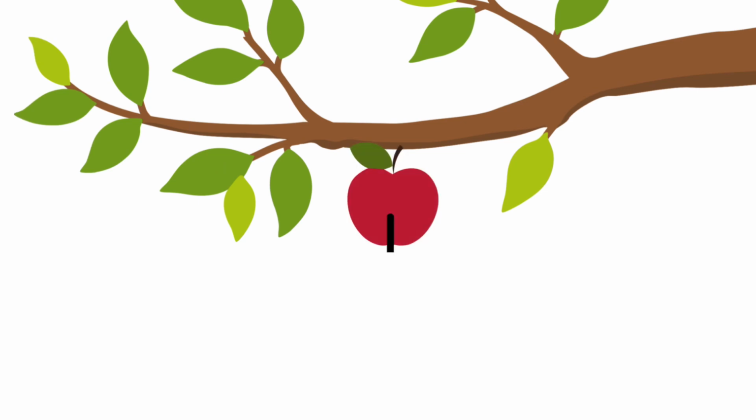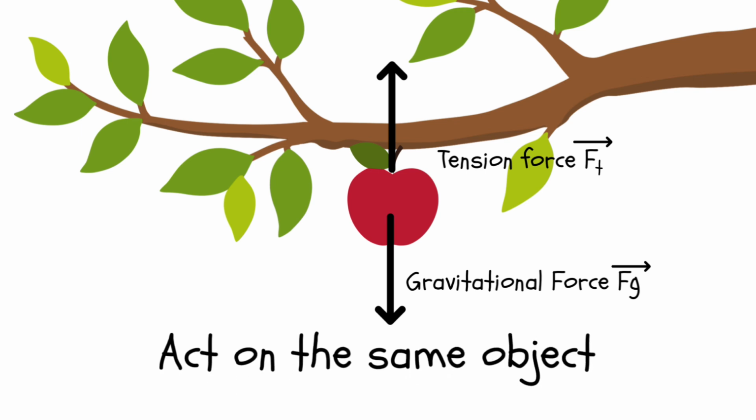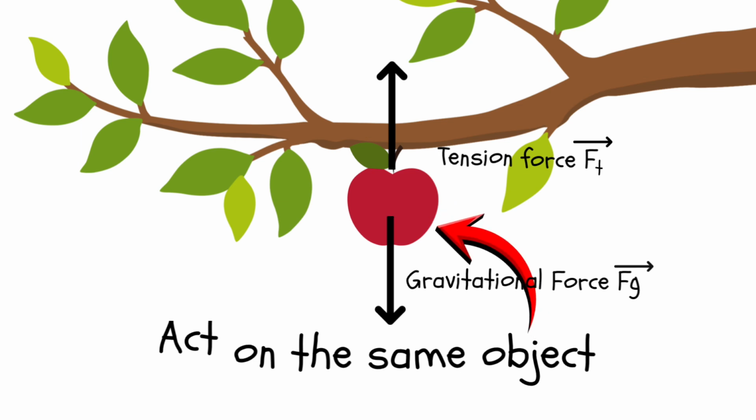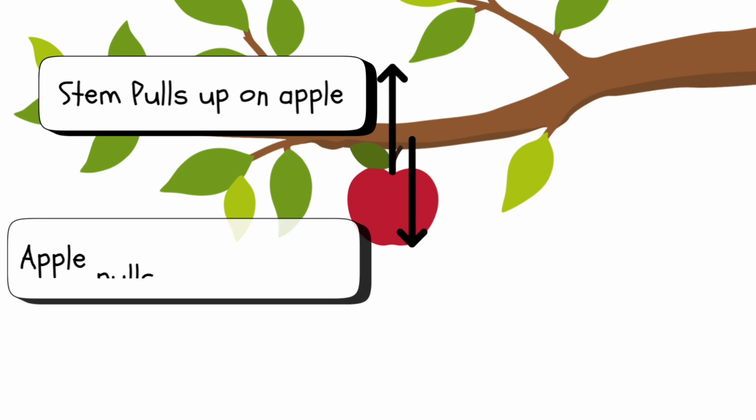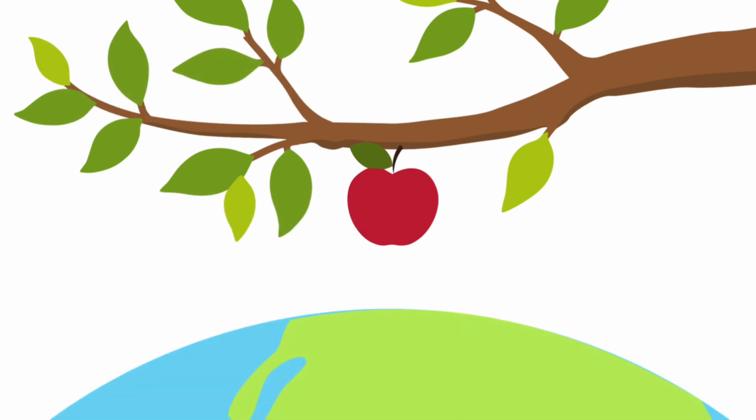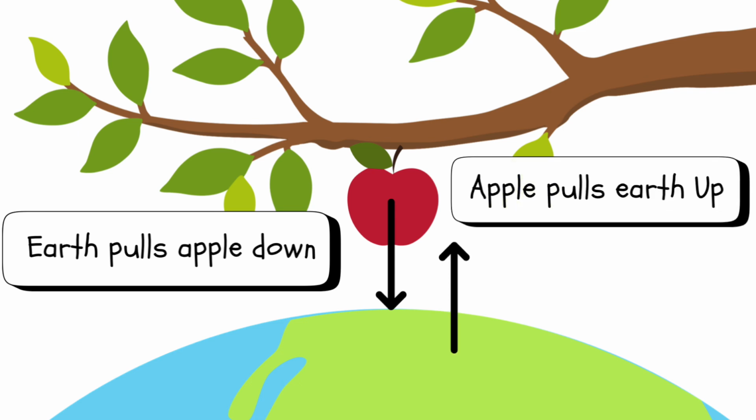Now think about an apple hanging from a tree. Gravity pulls the apple downward and the stem pulls upward. These forces balance each other, but they're not an action-reaction pair because they act on the same object, the apple. The true third law pairs here are the stem pulls up on the apple and the apple pulls down on the stem. And separately, the earth pulls the apple downward while the apple pulls upward on the earth. Of course, the earth barely moves because it has such a large mass, but the force is still there.